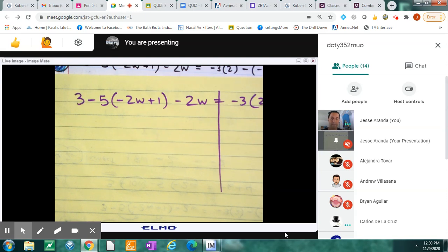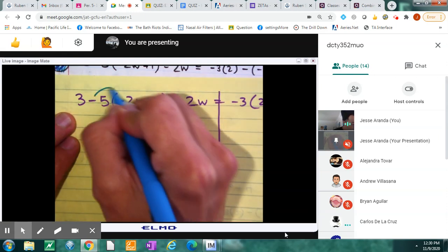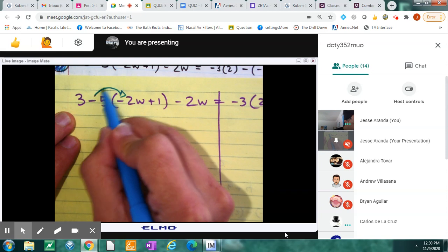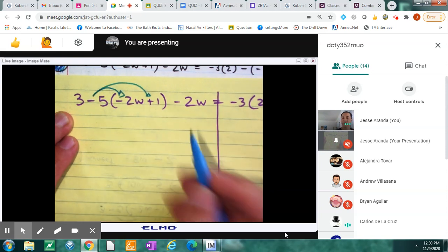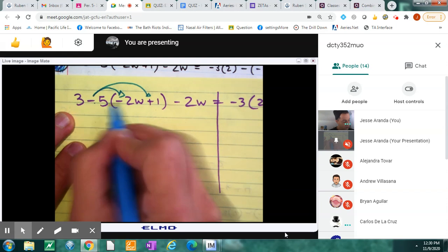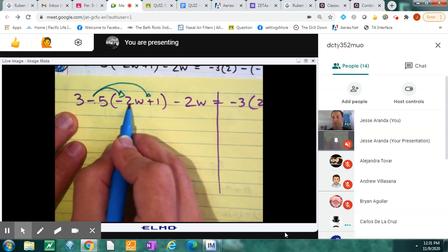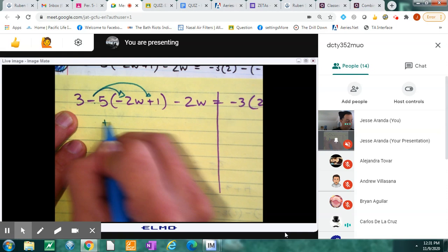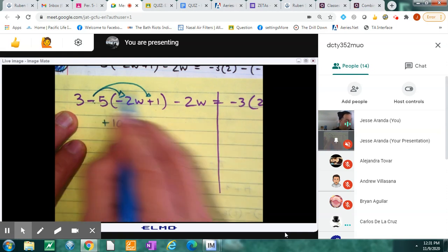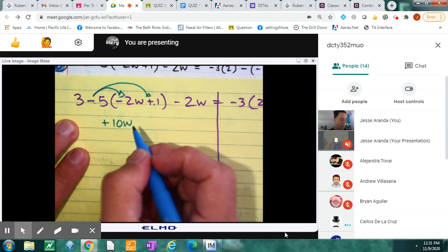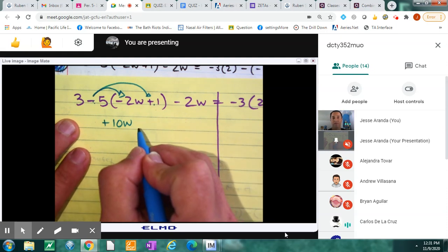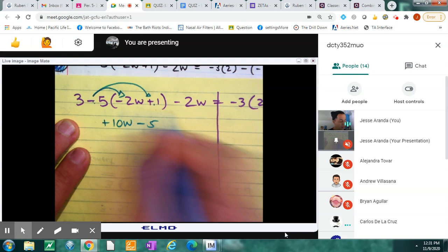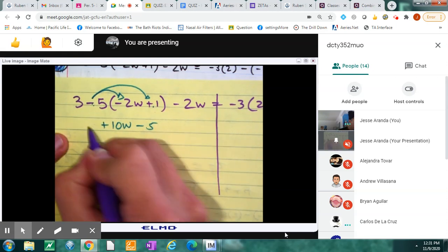Let me see if I got my notes right. Do I start adding or do multiplication first? You do the multiplication with the -5. Very good. So how many arrows? Two arrows. -5 times -2w gives me what, Carlos? +10w. Very good. -5 times +1 gives me what, Carlos? -5. Good. And then everything else, we just what? Drop it down.